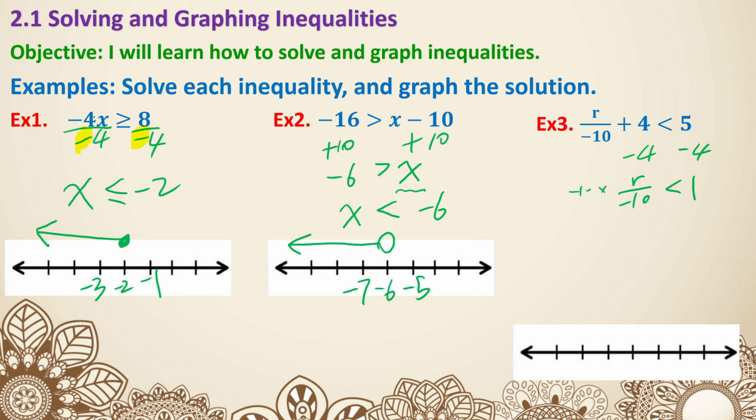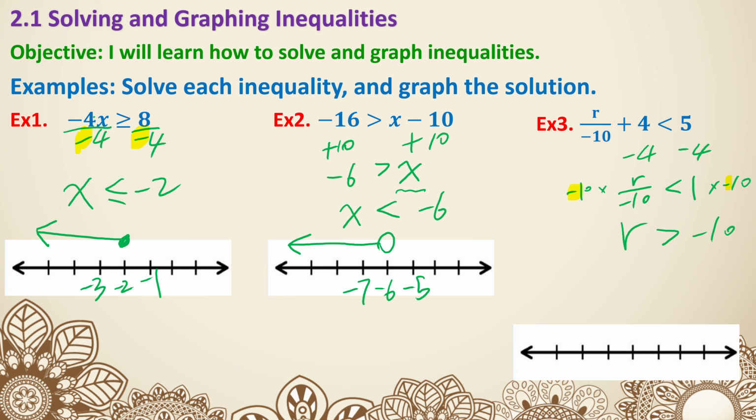Then multiply both sides by -10. And again, since we're multiplying by a negative, we need to actually flip the sign so that we would get r is greater than -10. So that's one way to do it.